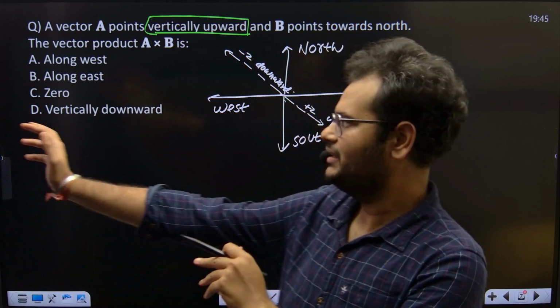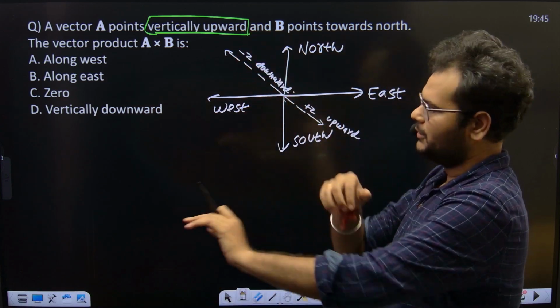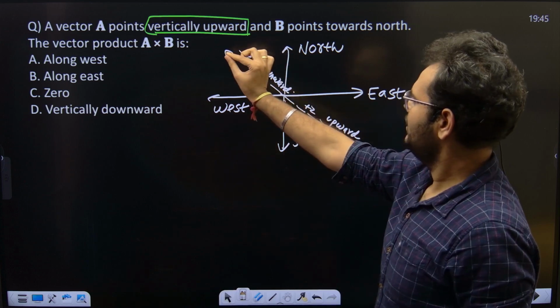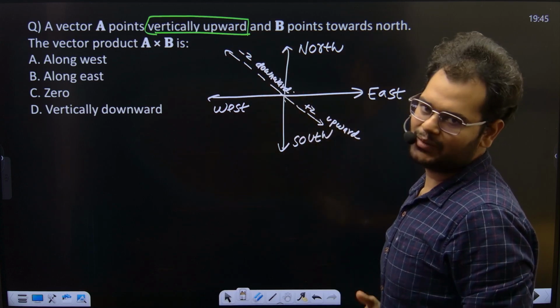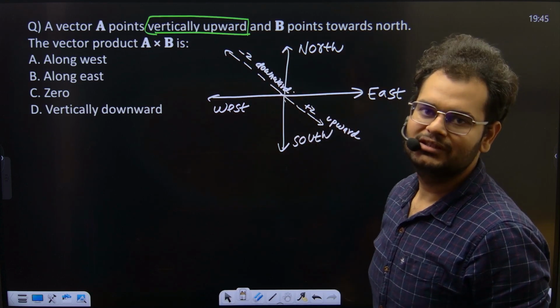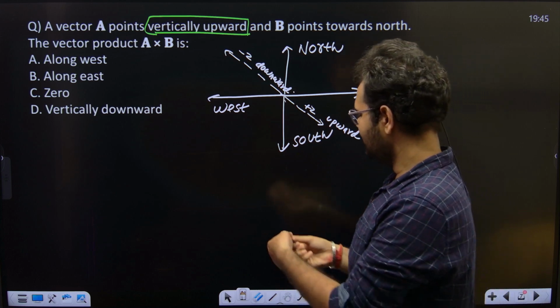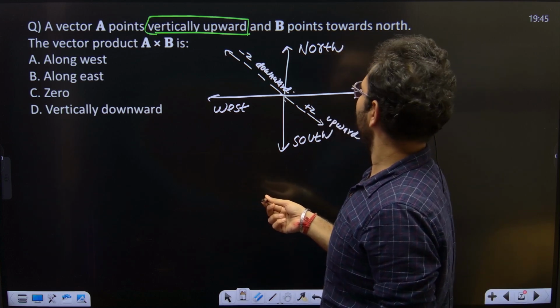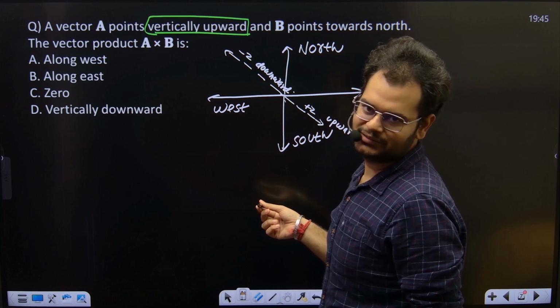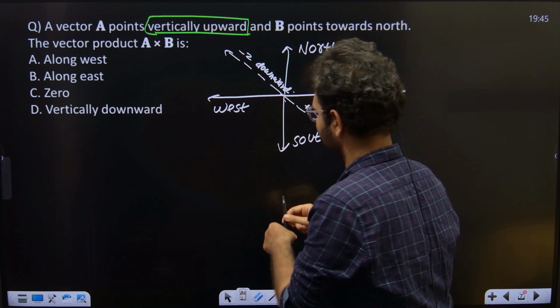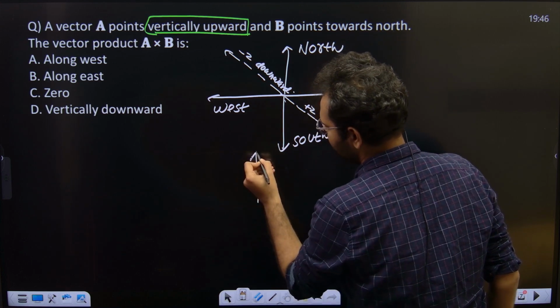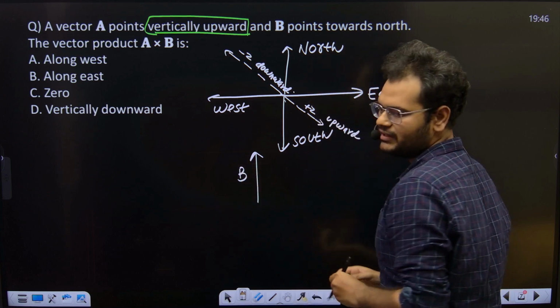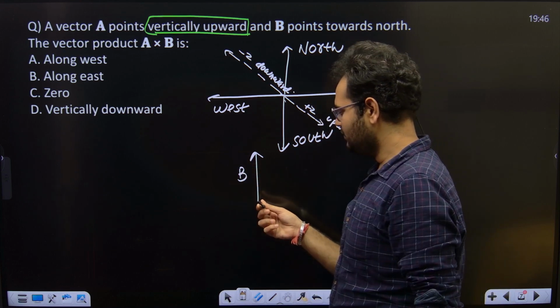Okay, see, look here. First you tell me, vector A points vertically upward. Vertically upward means what? Where is A? A is like this towards you, right? A is like this. And B points towards north. Where is north? Here is north. So let me write B. This is my B vector. And sir, where is A vector? This is A vector. Are you getting?